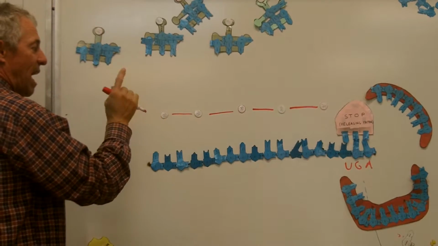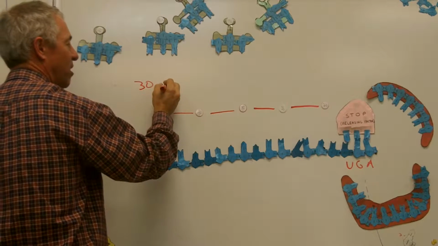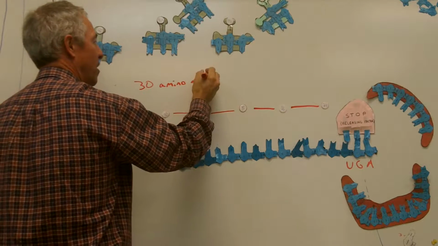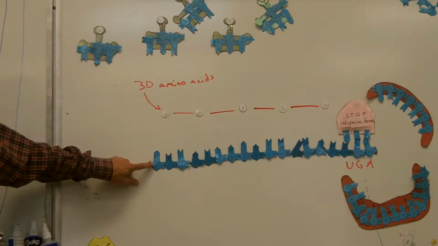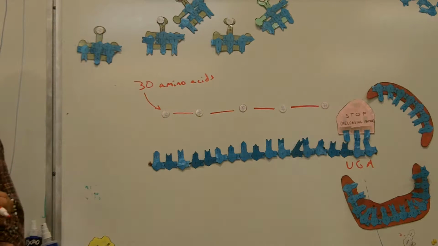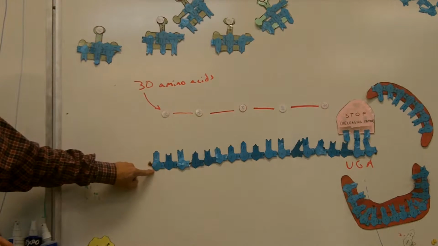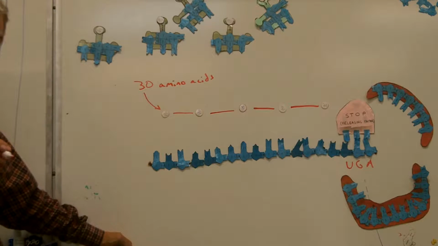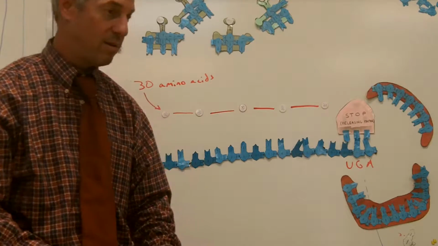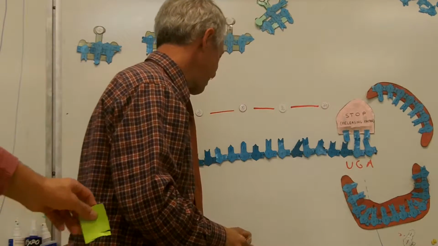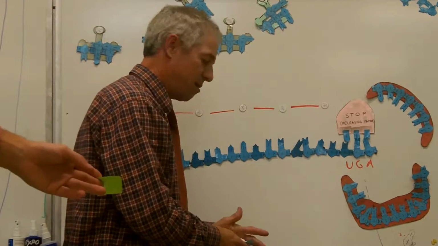If a protein were 30 amino acids long, if there were 30 amino acids in the protein, 10 points if you could tell me how many nucleotides were in the mRNA. If there were 30 amino acids in a protein, how many nucleotides were in the mRNA? You got to write it down. A little math problem for you. Set it face down there.